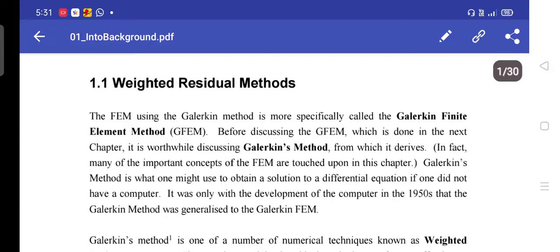Before discussing GFEM, which is done in the next lecture, it is worthwhile discussing the Galerkin method from which it derives. In fact, many of the important concepts of FEM are touched upon.